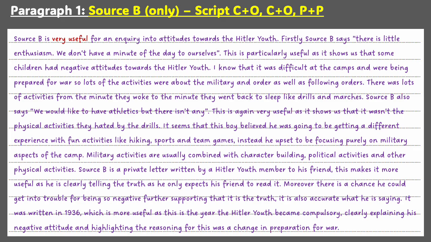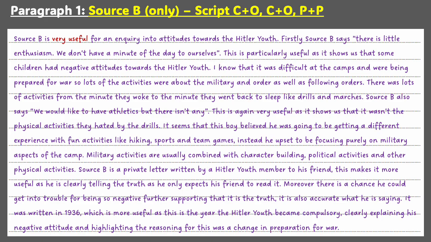Then we want to get into our second CO now. So source B also says, that is the easiest way of getting a quote in, isn't it? Because obviously if it was a picture, you'd say source B shows. But in this case, it says, we would like to have athletics, but there isn't any. This is, again, very useful as it shows us that it wasn't the physical activities they hated, but the drills. It seems that this boy believed he was going to be getting a different experience with fun activities like hiking, sports and team games.